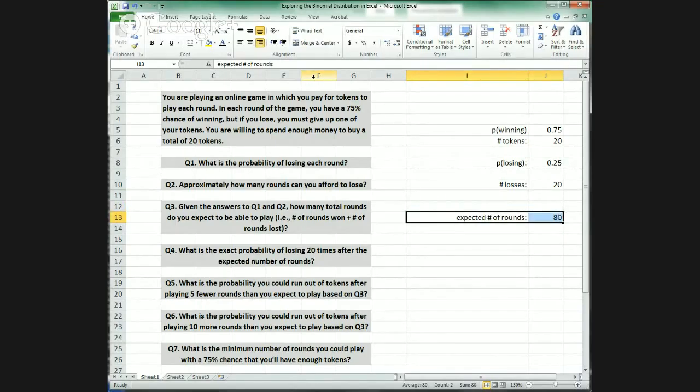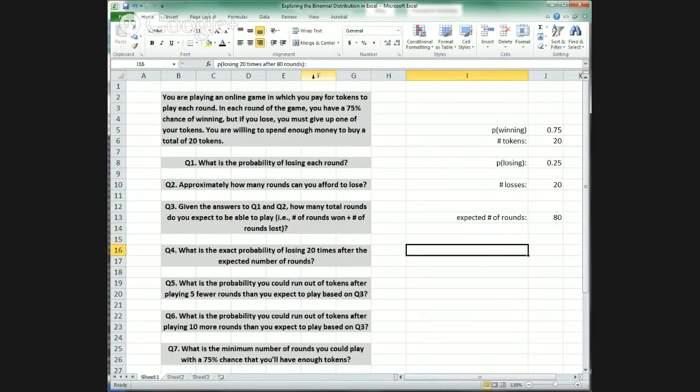And of course, this is an approximation. As we'll see as we go further down in these questions, the probability of being able to play 80 is not 100%. We're not 100% sure that we're going to be able to play 80. 80 is the average number that we expect to be able to play. If we did this over and over again with 20 tokens, 80 is what we would expect to see most often.